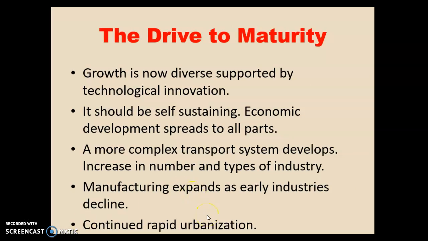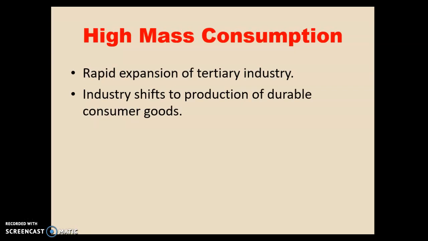Drive to maturity, now we've got a lot of technological innovation, fairly self-sustaining. Economic development spreads out from the growth poles, so from the cities to the countryside you see less disparity. So there's better connections between the two, and things like education seep out into the more rural areas, and wealth as well. Manufacturing expands, early industries decline, you see more urbanisation, and you usually see a bit more focus on technological manufacturing.